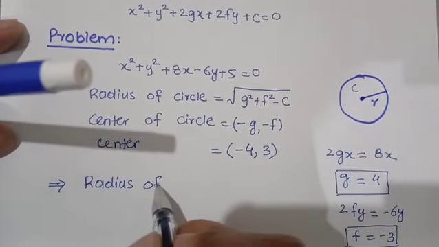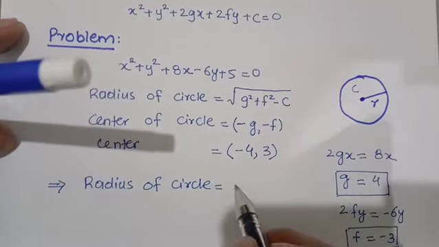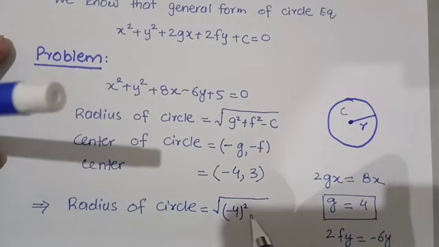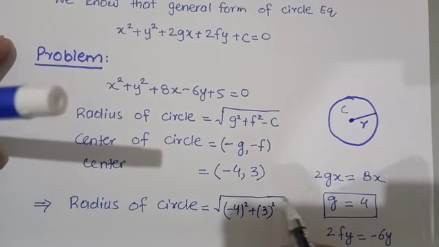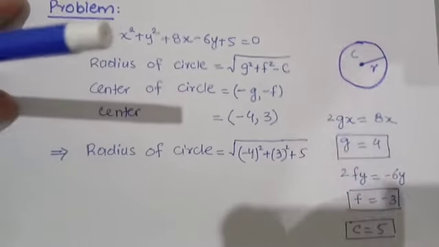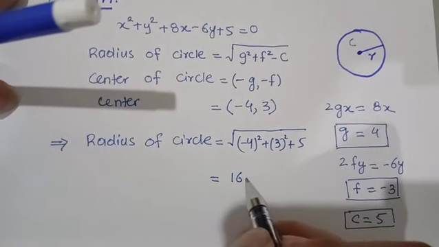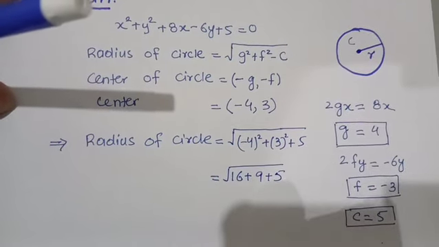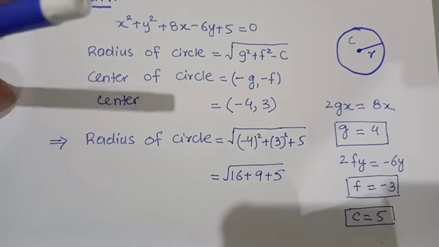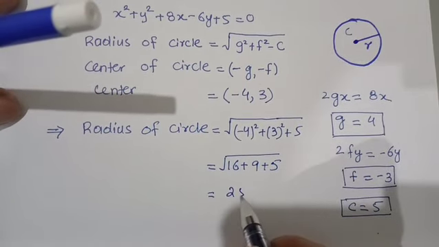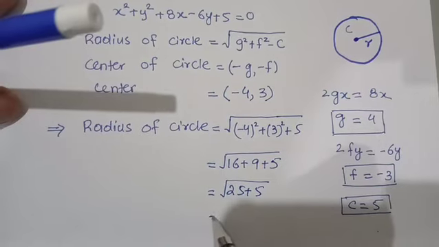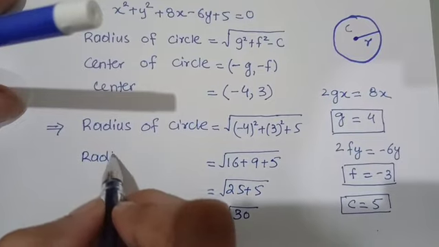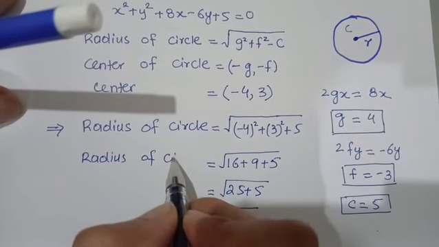So the radius of the circle is equal to the square root of minus 4 square plus 3 square plus 5. This will become 16 plus 9 plus 5. This will become 25 plus 5, and 30 under root. So the radius of the circle is the square root of 30.